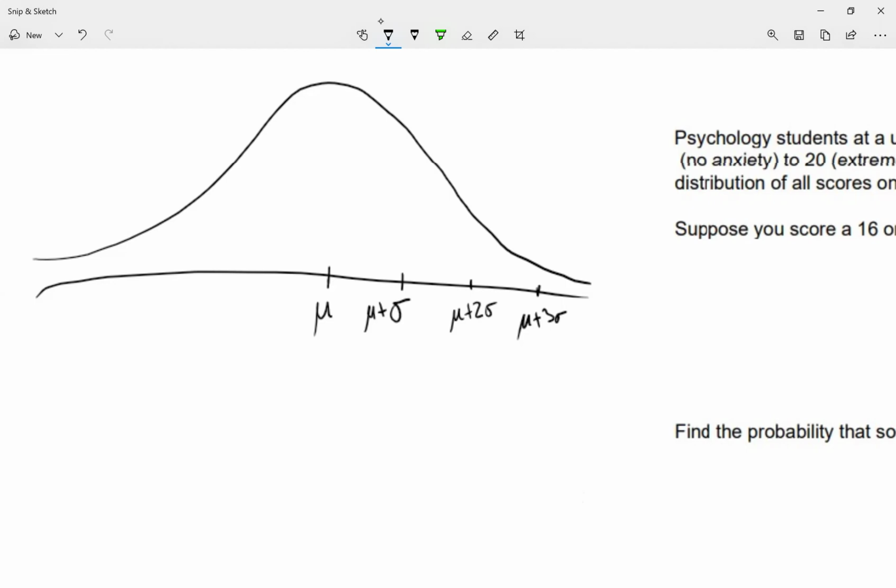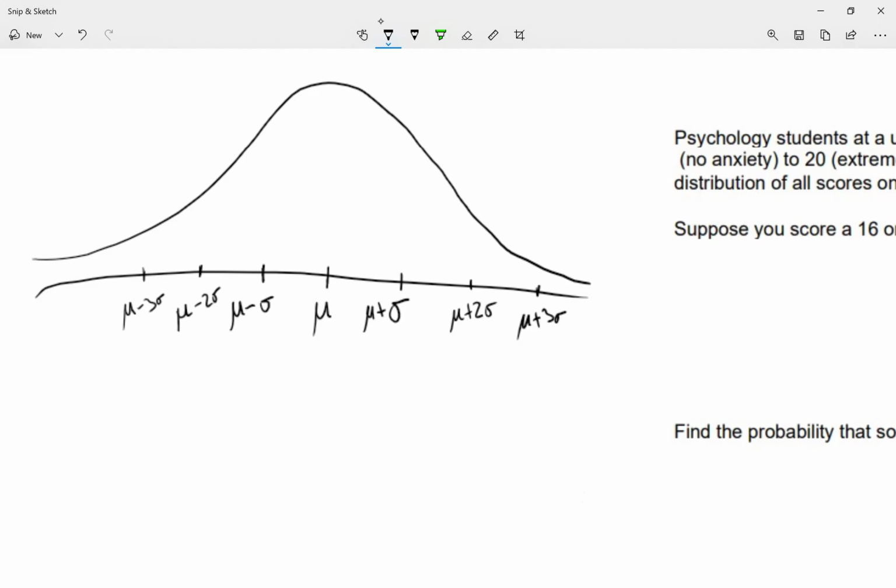Now for mu, I can also go to the left, and we can say this is mu minus one standard deviation. This is mu minus two standard deviations. And then I can go mu minus three, four, five, six, seven standard deviations, as many as I go by. And remember, we talked about this last semester. We called it the empirical rule.